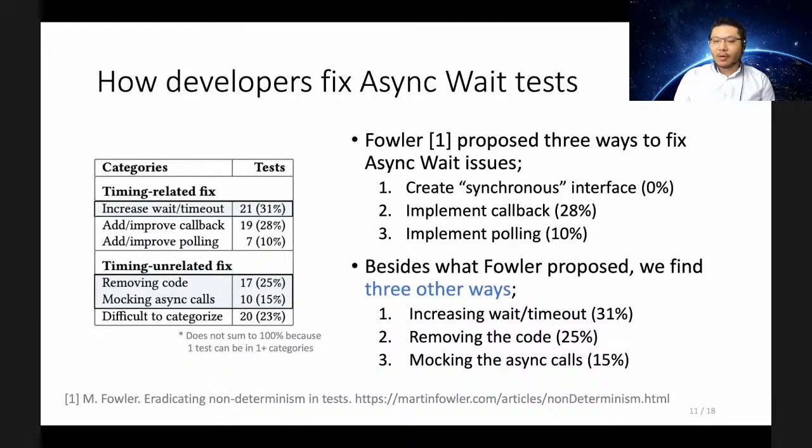Besides what was proposed, we actually observed 3 other ways that developers at Microsoft have been fixing these async wait related flaky tests. Specifically, we see developers increase the wait and timeout, sort of like the example I gave earlier. Another way is that the developers will remove some code that's related to the async wait call, either directly removing that call or just removing the test itself. And the third one is actually to mock these asynchronous calls. The one thing I would draw your attention to here, though, is that the most popular way that developers seem to prefer fixing these tests is actually just to increase the wait and timeout.